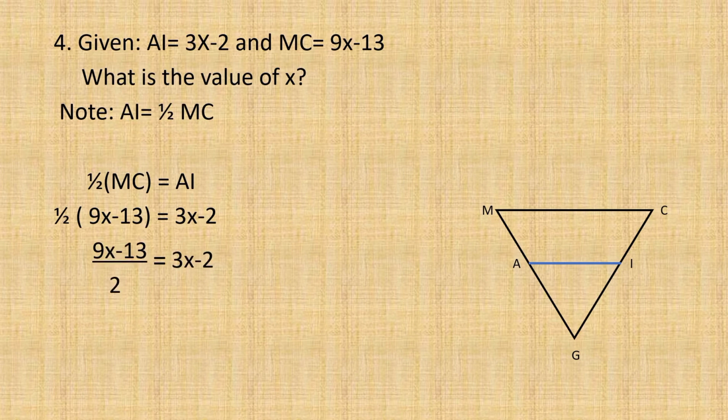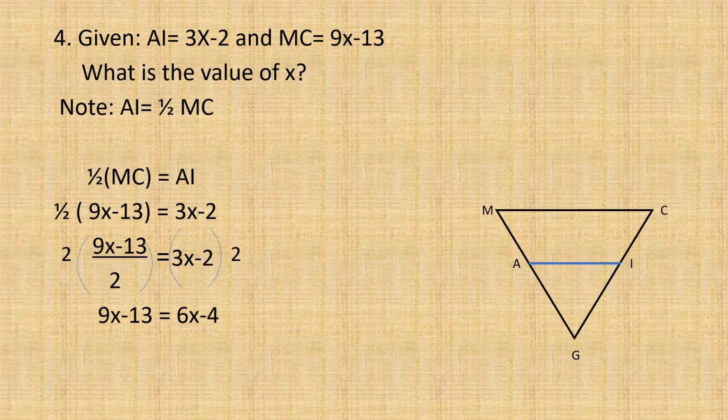Or we can write it this way, 9x minus 13 all over 2 is equal to 3x minus 2. And to simplify, we are going to eliminate the 2 in the denominator. So what we're going to do is to multiply both sides of the equation by 2, and then we can eliminate it. So we have here 9x minus 13 is equal to 6x minus 4.